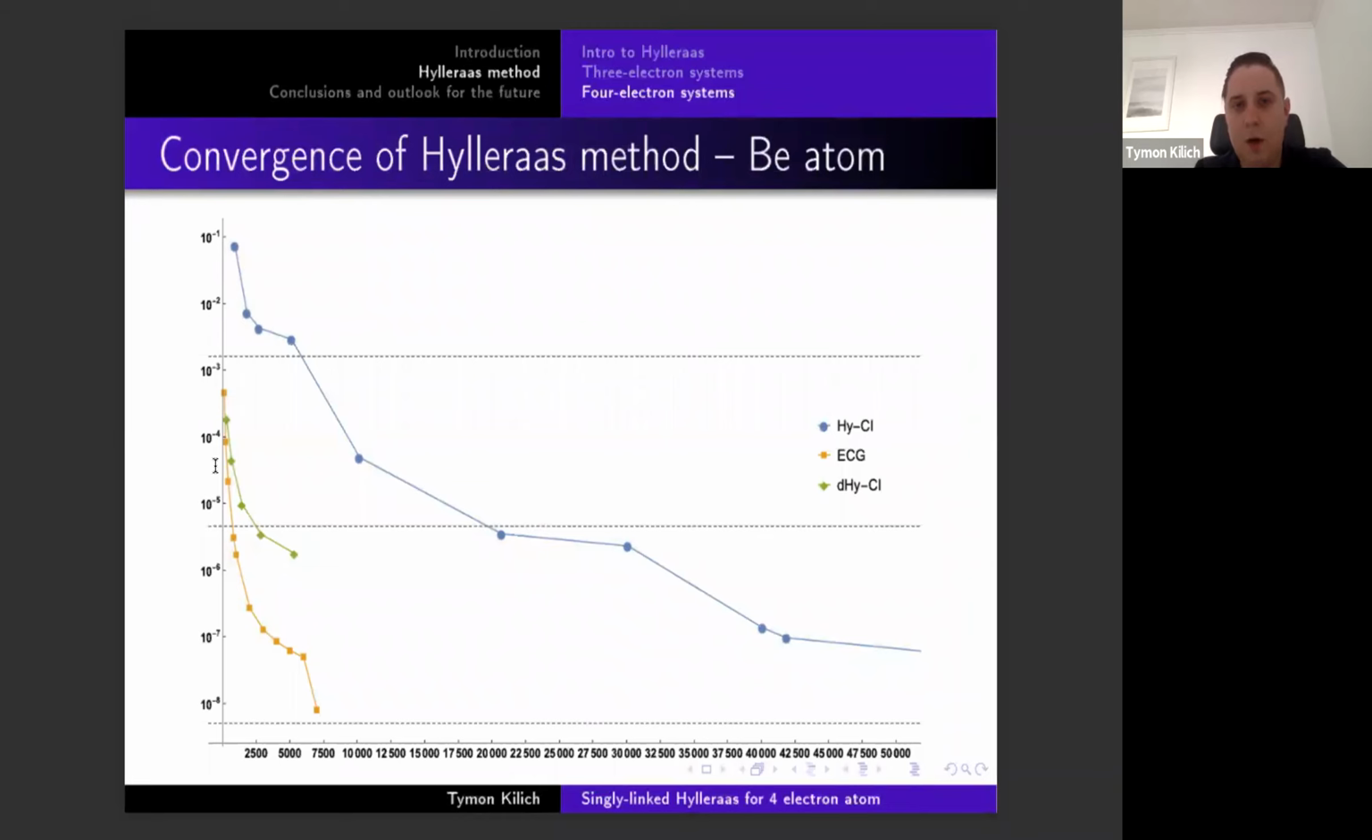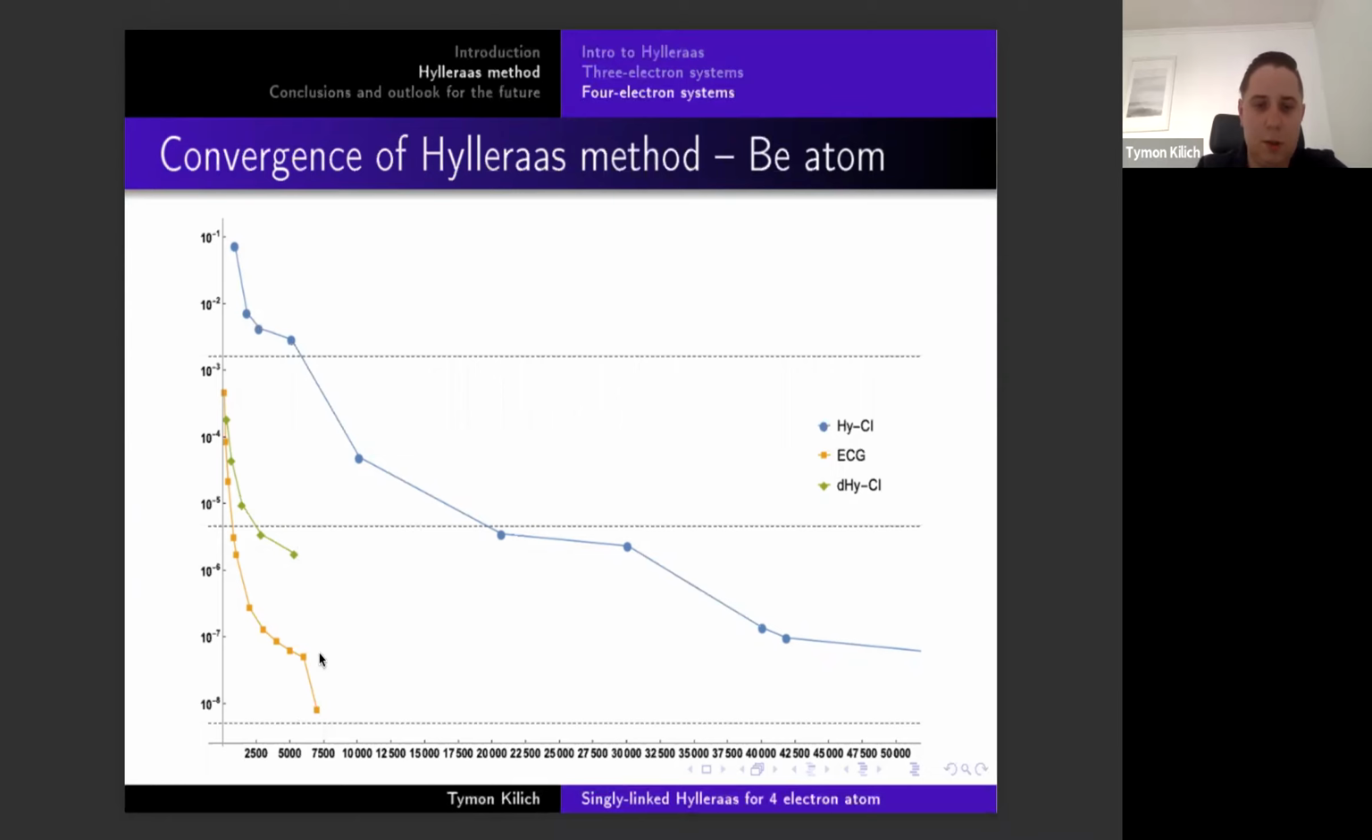So here we have convergence of various methods in the case of the beryllium atom. The first one is the Hylleraas CI method. The second one is doubly linked Hylleraas CI. And the third one is explicitly correlated Gaussian, with the disclaimer that this last point is from the most recent study.